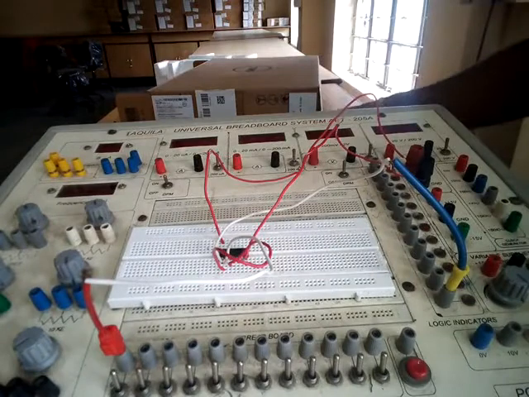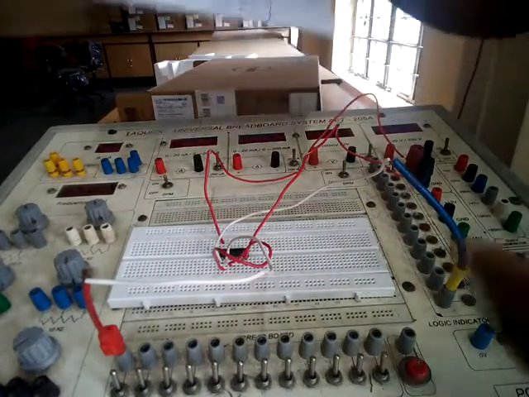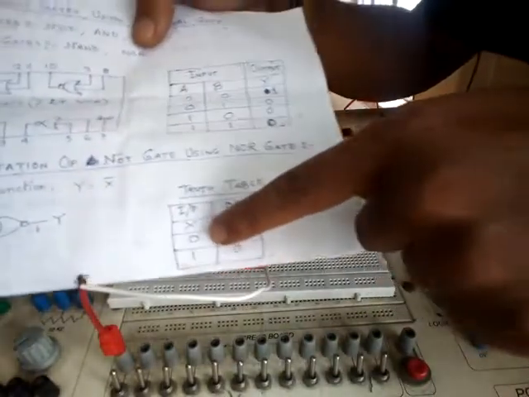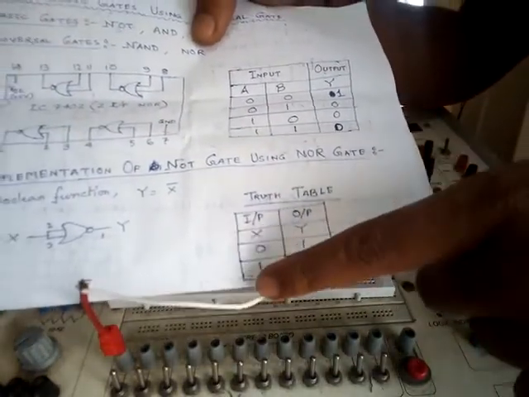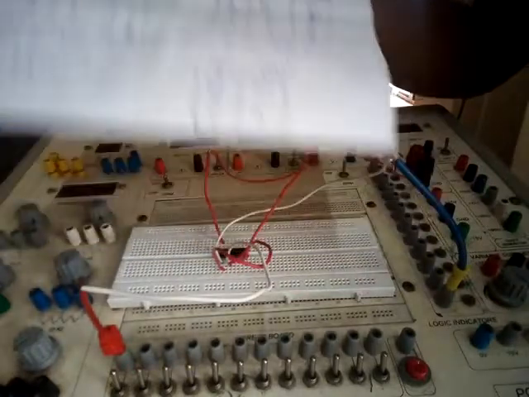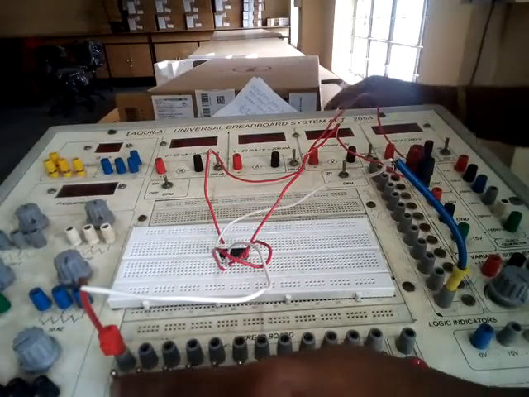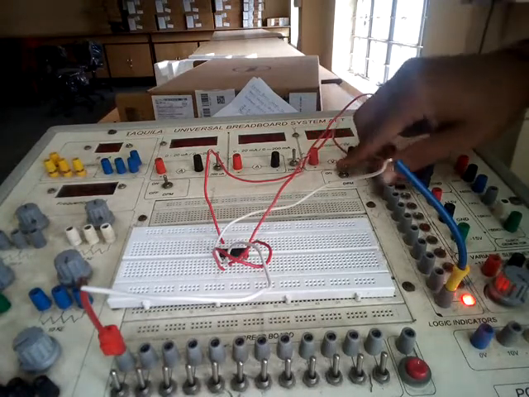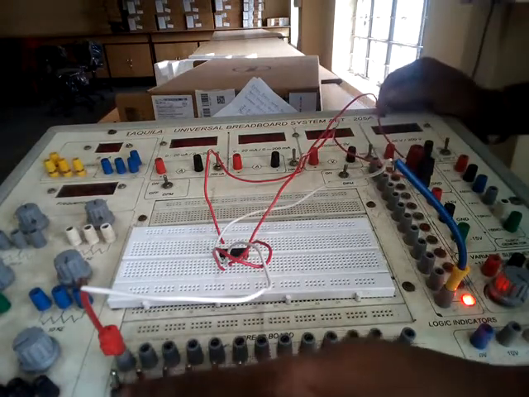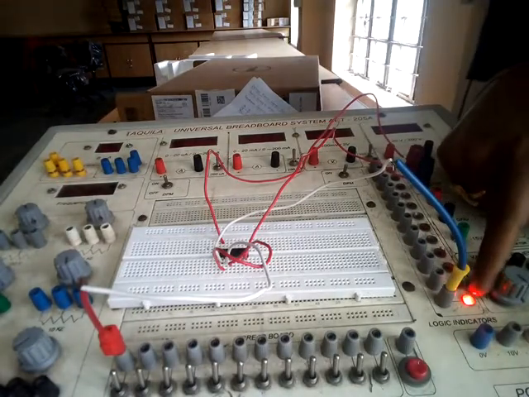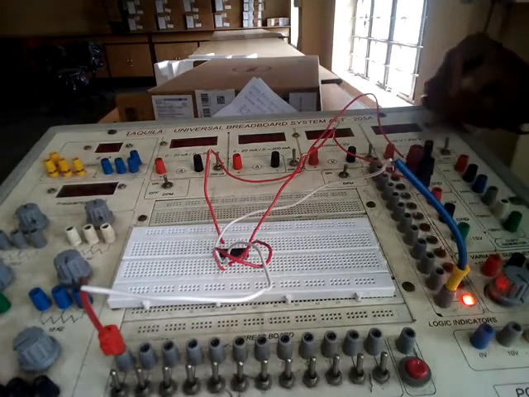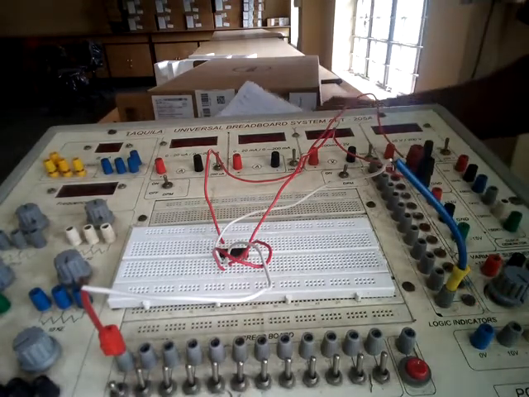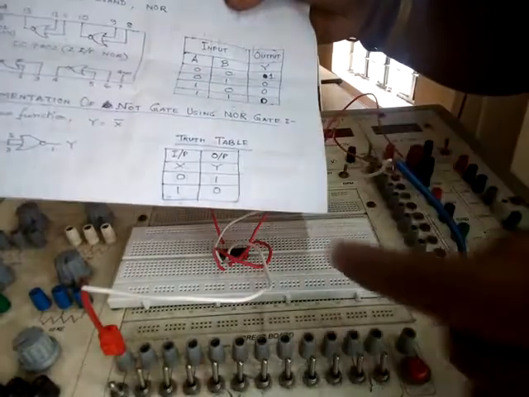Now you check the truth table. As you know, the truth table says that if we give 0 input, then output will be 1, and for input 1, output will be 0. So this is 0 mode, you can see it. You switch on the kit first. As this is 0, the output is 1. And if we give input 1, output is 0. So we satisfied the truth table of NOT.